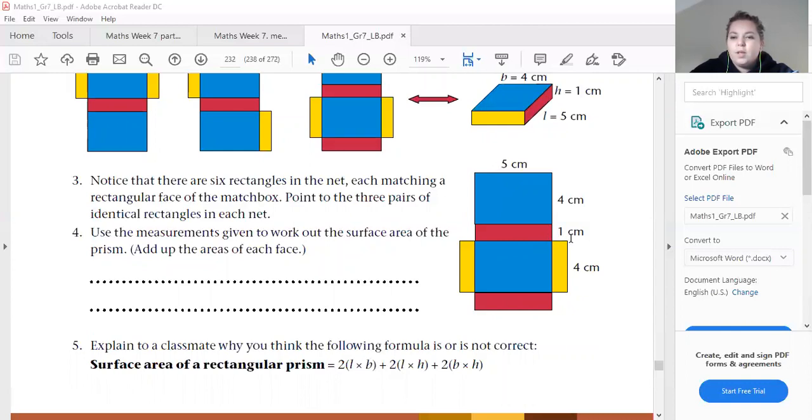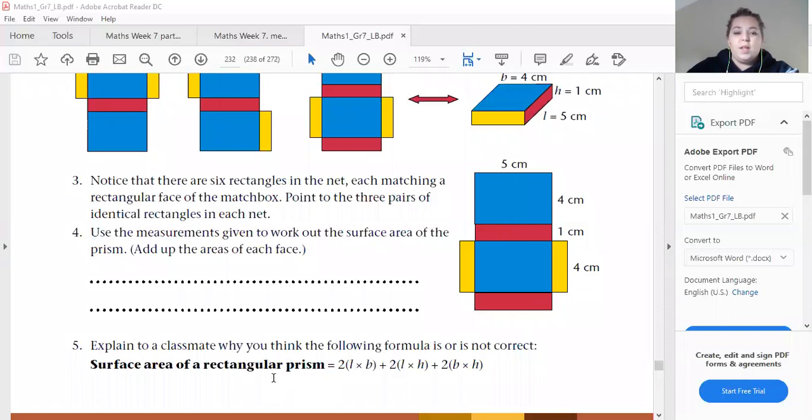So the little part of the yellow needs to connect to the red. That means they actually need to be the same length, which will be 1. So it's 1 by 4, and this will be 1 by 5. So it's 20 in the blue. And the one in red will be 1 times 5, which is 5. And the one in the yellow will be 1 times 4, which is 4 centimeters, sorry.